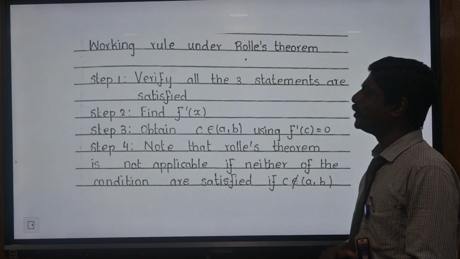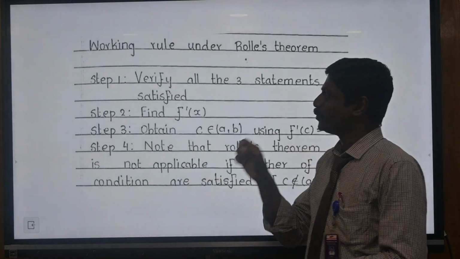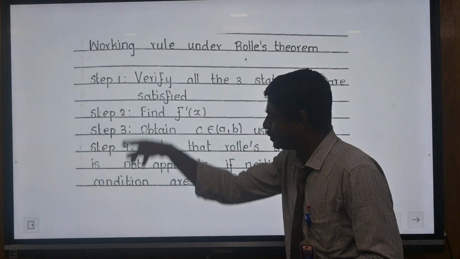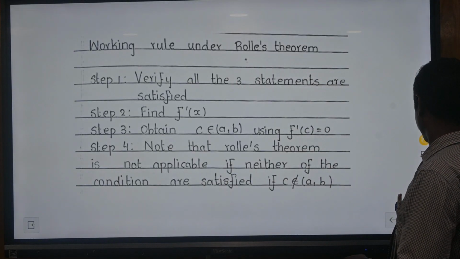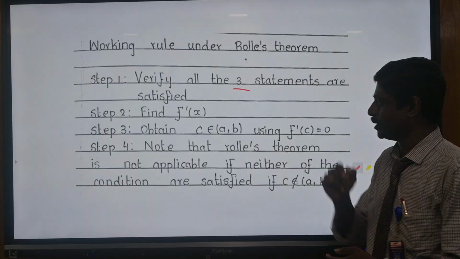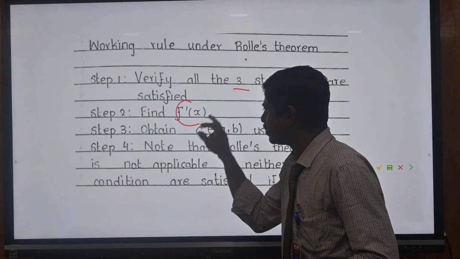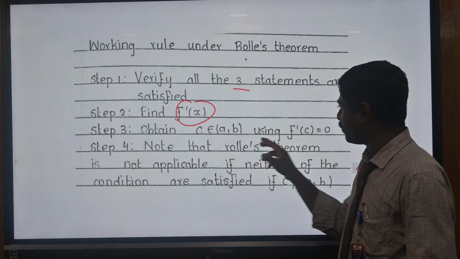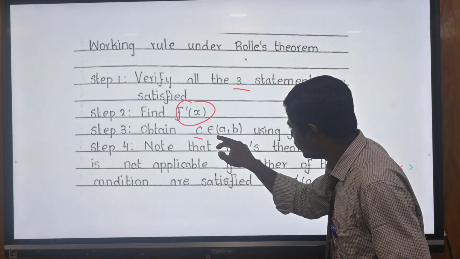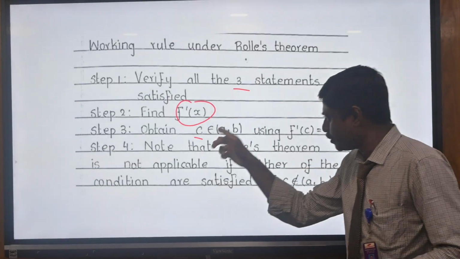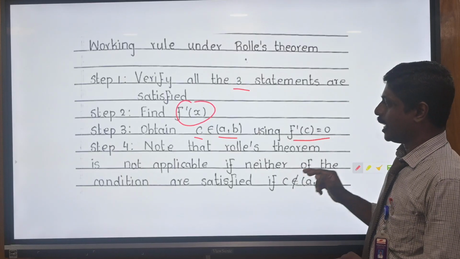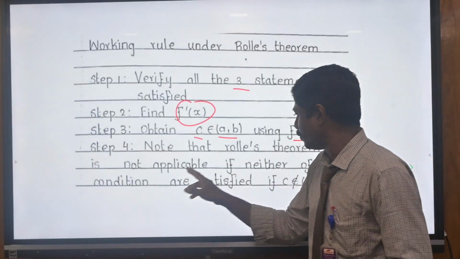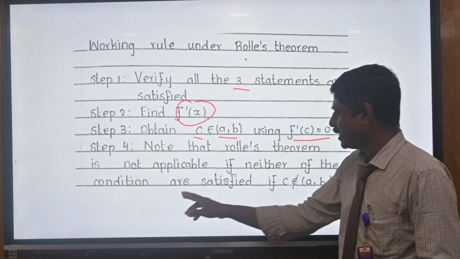What is the working rule of Rolle's theorem? It's a very important point to work out the problem. You have to check each and every step. Verify that all 3 statements are satisfied. Number 1, check all the 3 statements. Second step, you have to find f dash of x, and after that you find the point c from the interval (a, b). After that, at the point you find the derivative and equate it to 0, and note that Rolle's theorem is not applicable if any of the conditions is not satisfied.